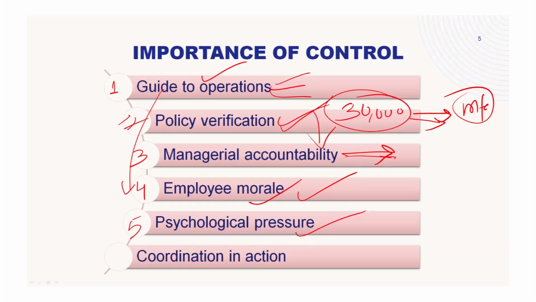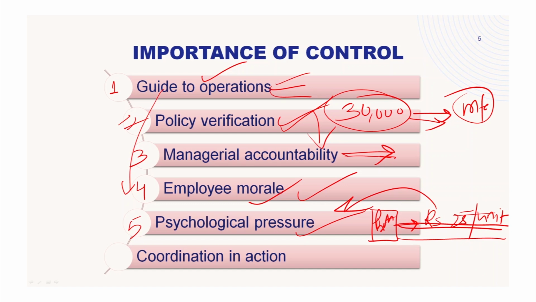Suppose for the production department, the standard is 25 rupees per unit to manufacture a particular pen, for example. So, the standard is set. This will be in the mind of the production manager, and it will create a psychological pressure that within the standard price we have to manufacture all our pens. So, this will act as a booster or a motivator for the employees.